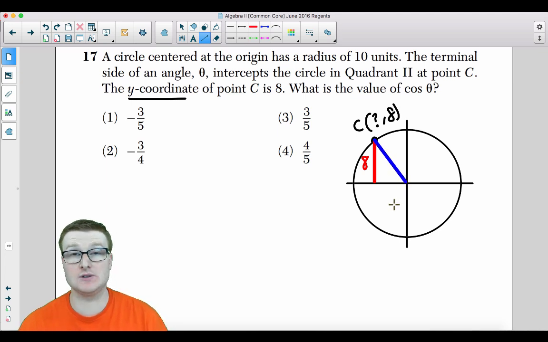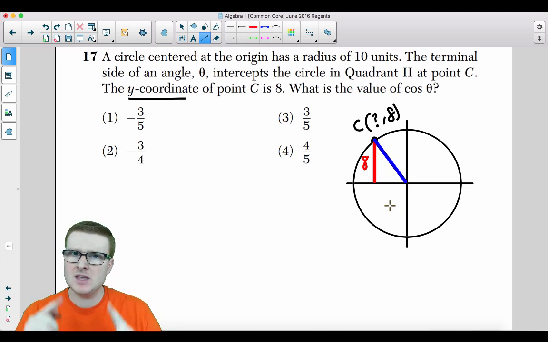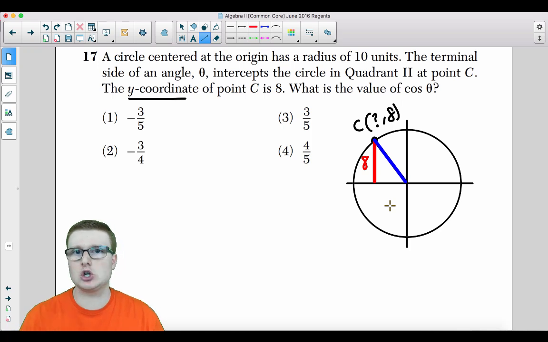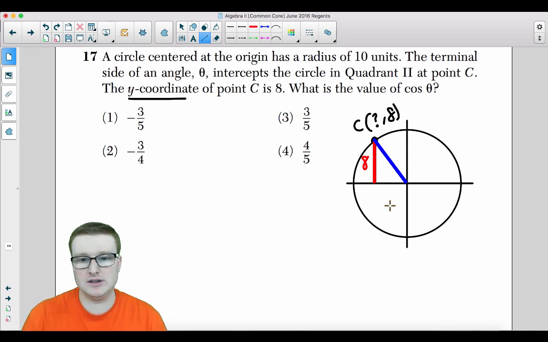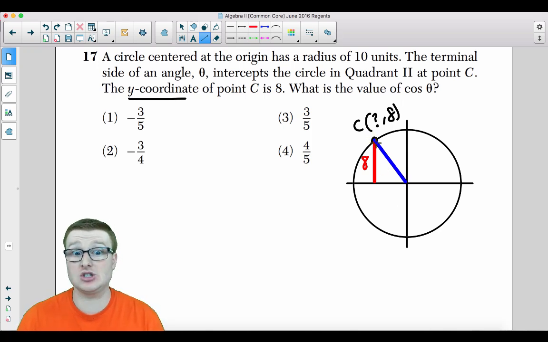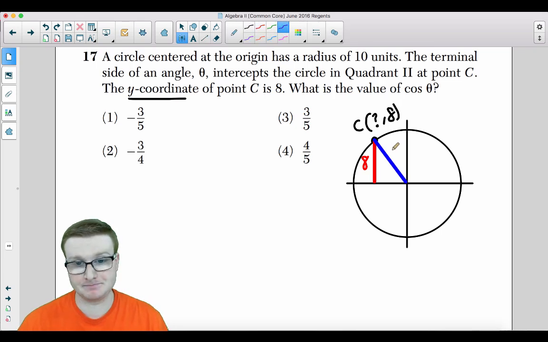That is also a radius of 10. By definition, remember from geometry, a radius is drawn from the center of the circle to the circle where it intersects the circle. In this case, it's drawn from the center and it intersects the circle at point C. Pretty simple stuff. And that tells you that it's a radius of 10.